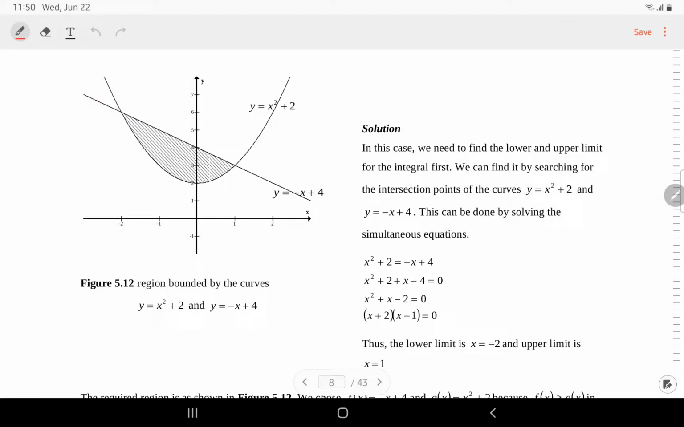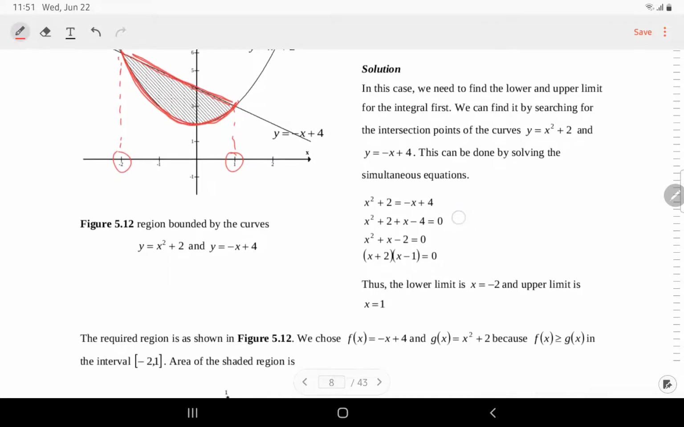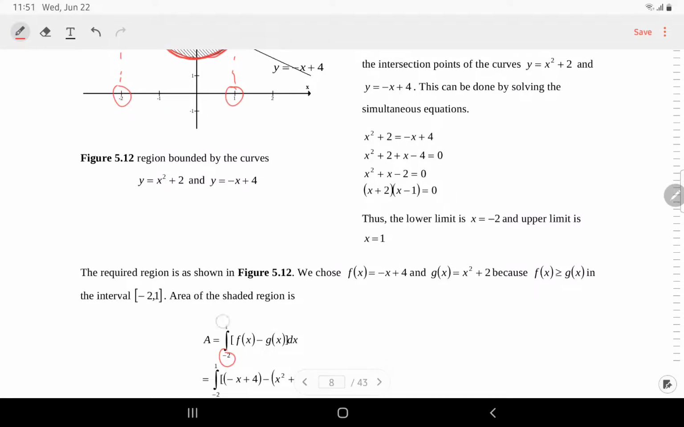Okay, actually this region is bounded by this line, which the function is y equals negative x plus 4. Then this line and this curve, which the function is y equals x square plus 2. And then bila kita nak integrate, kita kena cari boundary dia dekat sini lah, iaitu daripada negative 2 hingga 1. Okay, so kita integrate daripada negative 2 hingga 1.